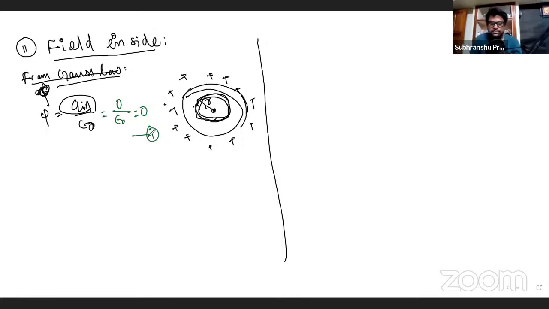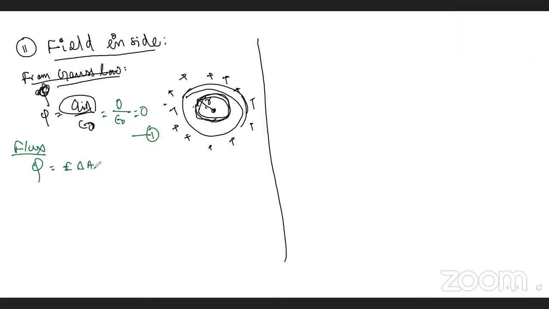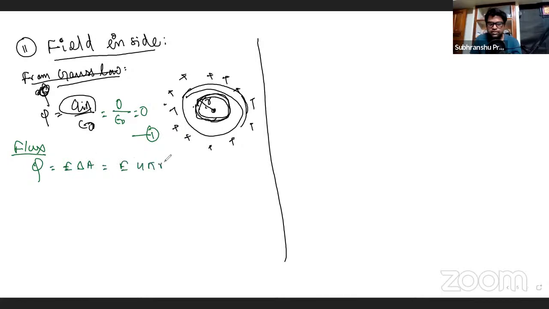We need another equation now. So this is from Gauss law. Now from the general definition of flux, we also know that flux equals E dA. Here the surface area is 4 pi r square. This is your equation number 2.